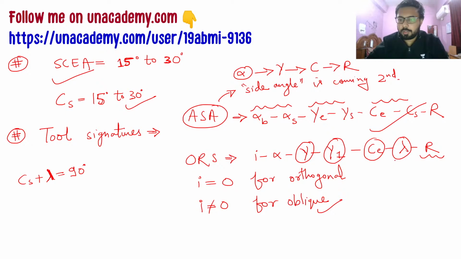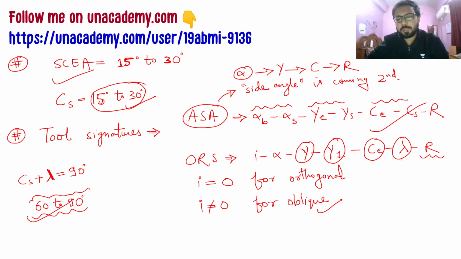And if you don't exactly know, or if it is not given in the question what type of signature is provided, then you can know the signature type by seeing the penultimate or second last value. If the second last value is around 15 to 30, then you take it as ASA, because that is the CS range. And if it is coming 60 to 90, something like this, then you will know that it is approach angle or principal cutting edge angle, and your whole signature is of ORS type. So this is one little tip or trick that I am providing you that you can use.